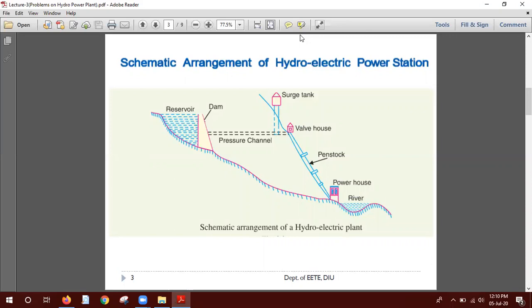You see that there is a dam here, or the reservoir where the water is reserved and used as potential energy. Then the water goes through the valve house. Then finally, using the penstock, it goes to the power house. That means in the turbine, and the turbine rotates, and we get the energy. So that is the schematic diagram or arrangement of the hydroelectric power plant.